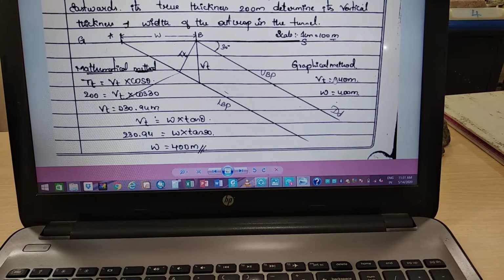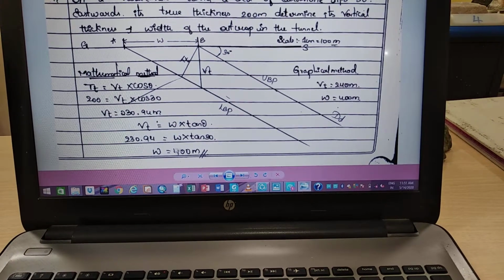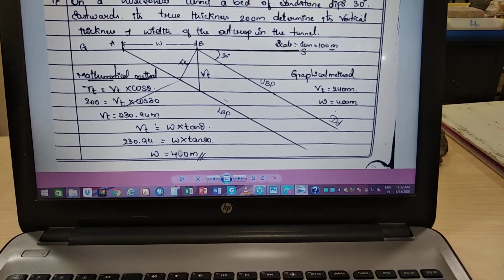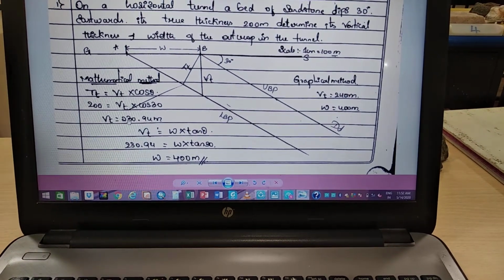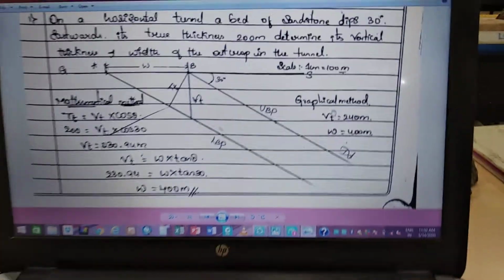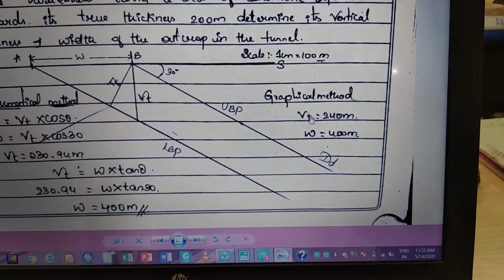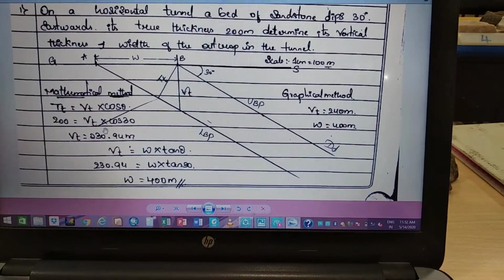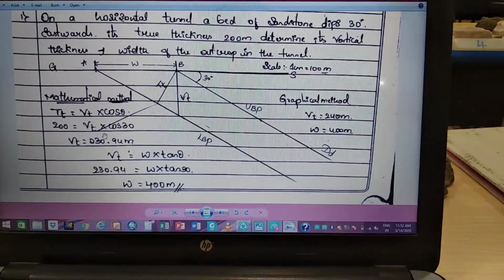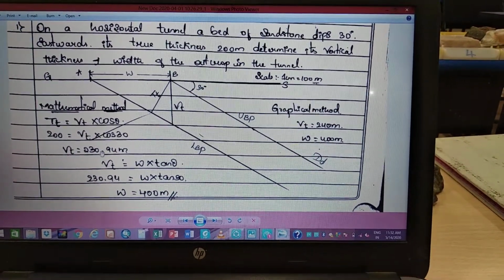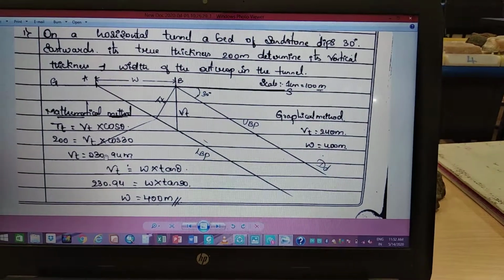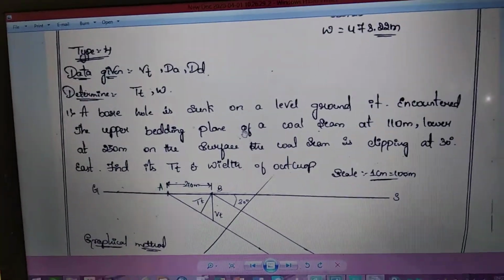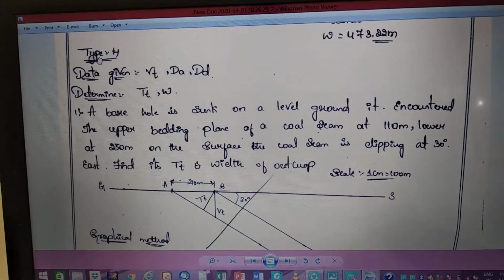So in the graphical method as well as in the mathematical method, the answer should be the same. Here the vertical thickness is 230 meters, but in the graphical method we are getting 240 meters. So there is a 10 meter difference between the graphical method and the mathematical method. The difference should be minimal, actually 1 or 2 centimeters, but ideally it should be the same. Now let's go for the type 4 problem.